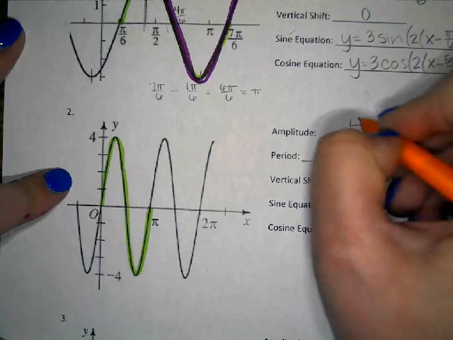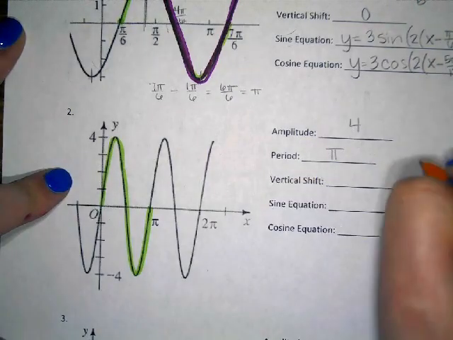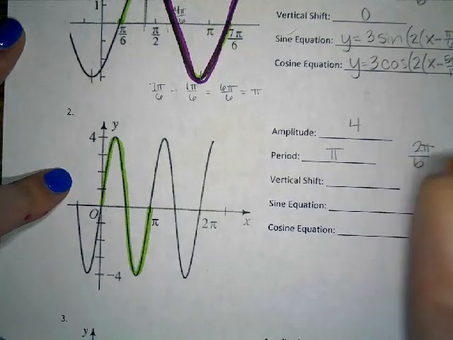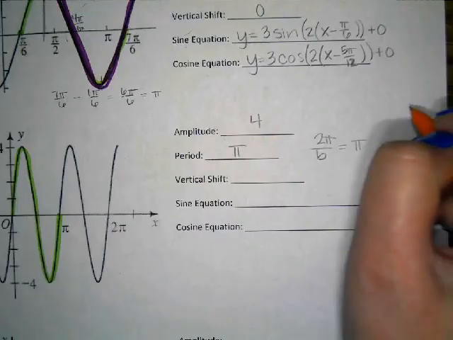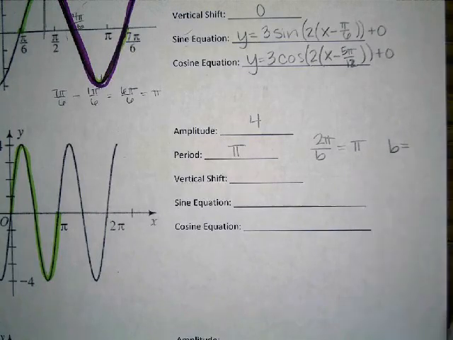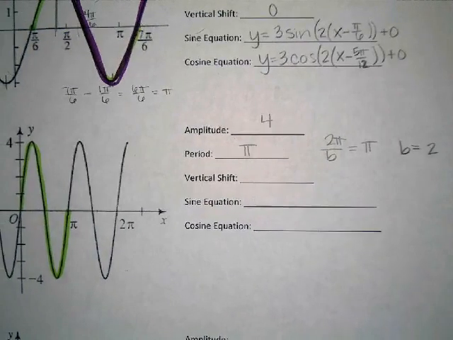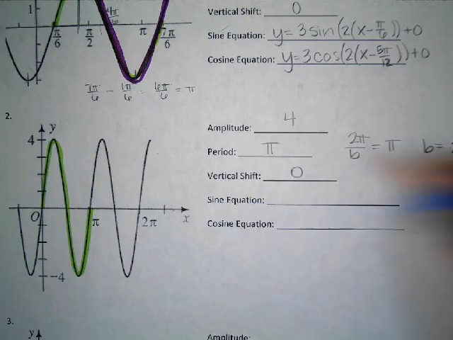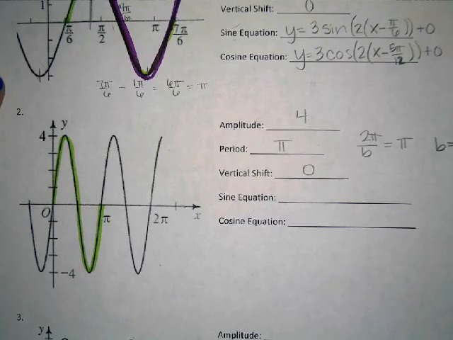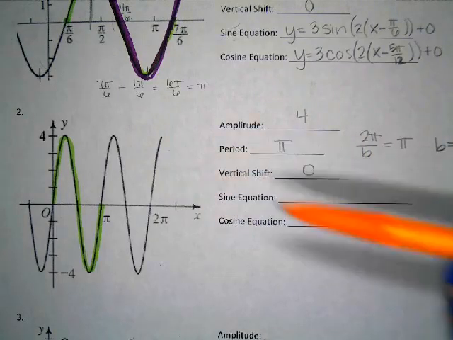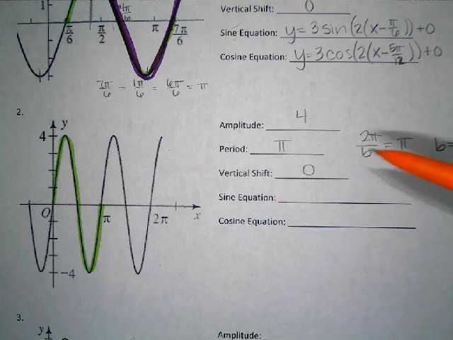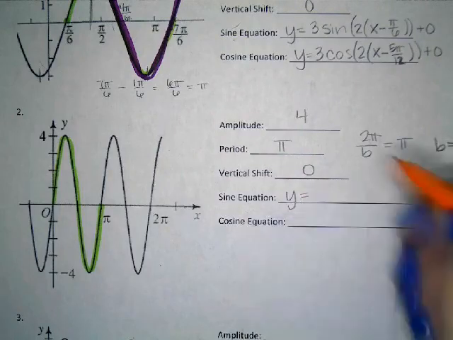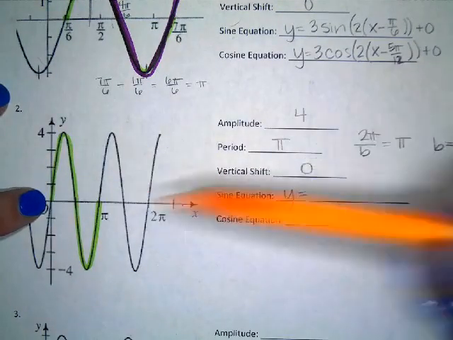So if we have 2 pi over b equals pi, then the b value is 2. Is there a vertical shift in the graph? What's the midline? The midline is 0, so there is no vertical shift. Is there a phase shift in the graph, meaning did this graph go left or right? No, it did not. So I'm going to write y equals. Did the graph start right side up or upside down? It started right side up.